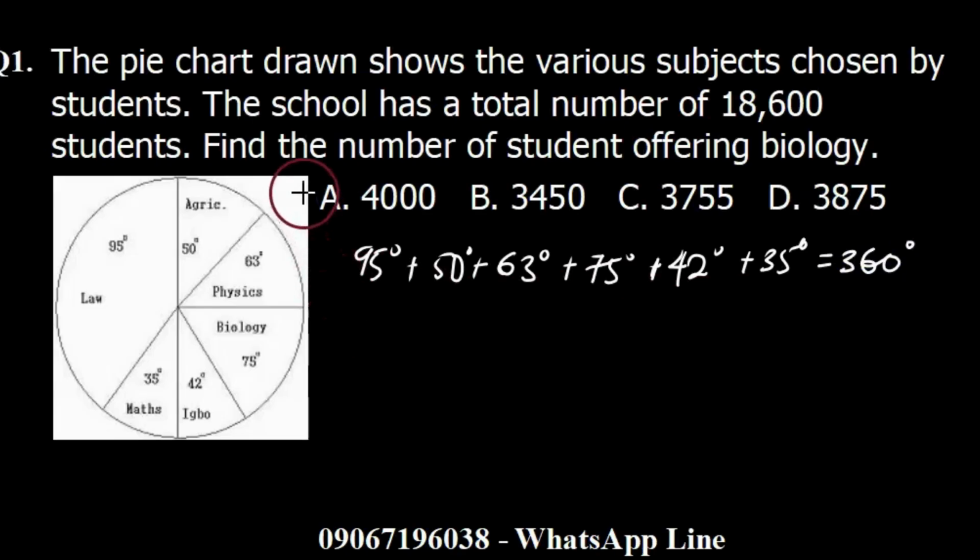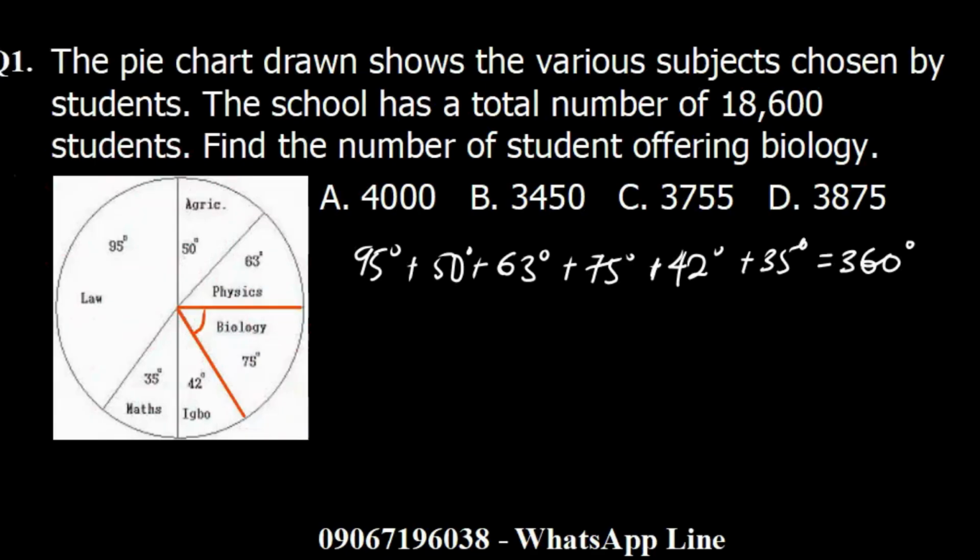Now we're asked to find the number of students that are offering biology. The total number of students in this school is 18,600. For biology, we're going to take a portion, which you can see from this section and this section, looking at this angle. So this is going to be a portion of the entire pie chart.